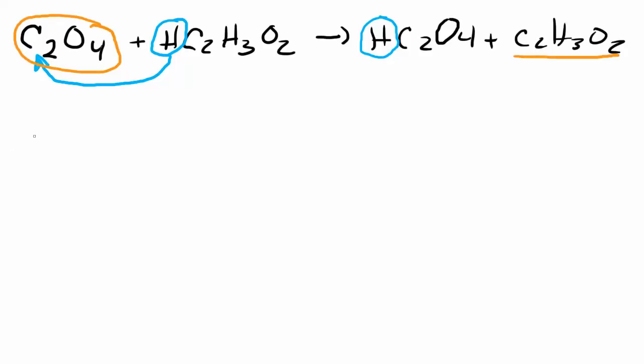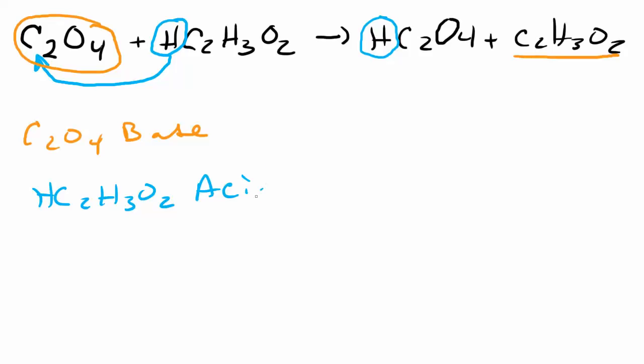And so that means that the C2O4 is the Bronsted-Lowry base, and that the C2H3O2 is the Bronsted-Lowry acid. And that's really all there is to it. You just have to look at which one of the compounds is losing a proton and which one of them is gaining it, and you can pretty easily find out that way which one is the Bronsted-Lowry acid and which one is the Bronsted-Lowry base.